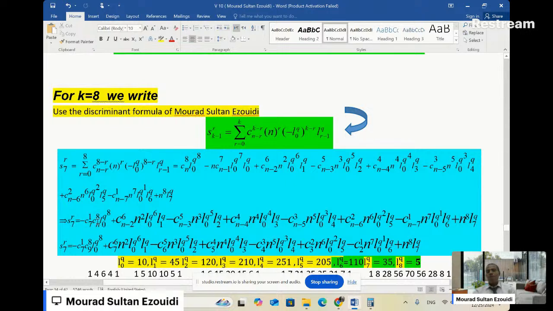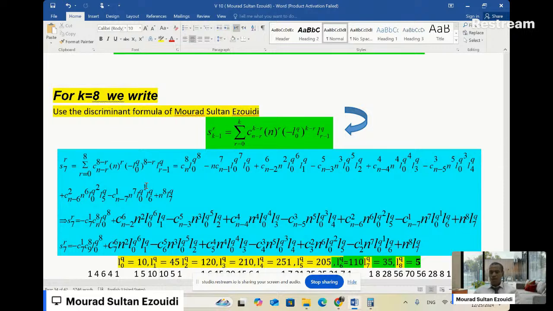N is the highest power of my polynomial equation. And the rest, my kids, when r equal 2, r equal 3, r equal 4, r equal 5, r equal 6, and r equal 7, it will be the same. Okay? It will not change.